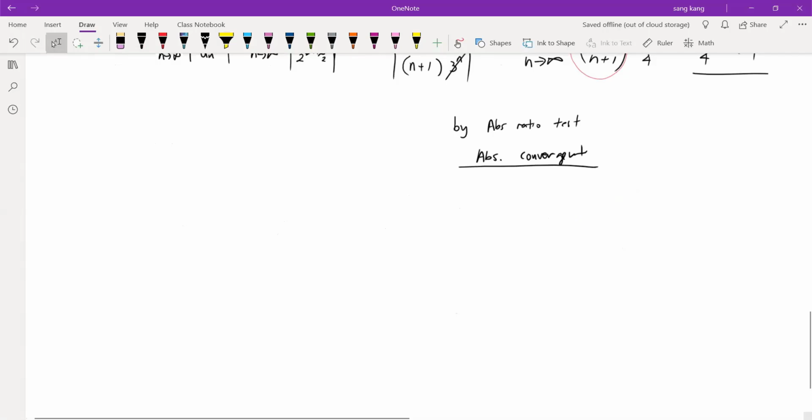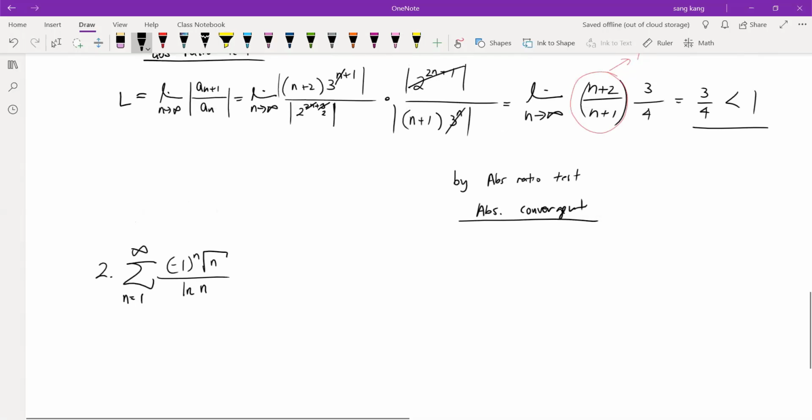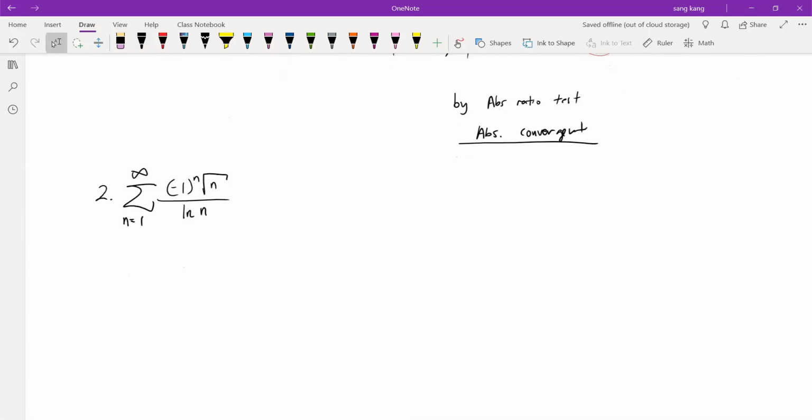All right, so moving on. We have this case here. So we have -1 to the n. So we can see that it's alternating. So I'm gonna check to see if this is convergent right away by the alternating series test.